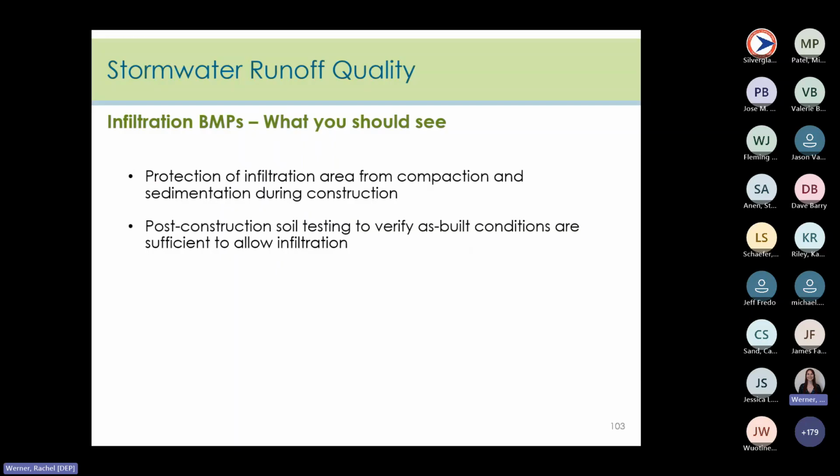Lastly, when reviewing plans, as mentioned before, there should be a soil erosion and sediment control plan addressing sediment and compaction impacts during construction, and there should be language requiring post-construction soil testing. Two very important things.